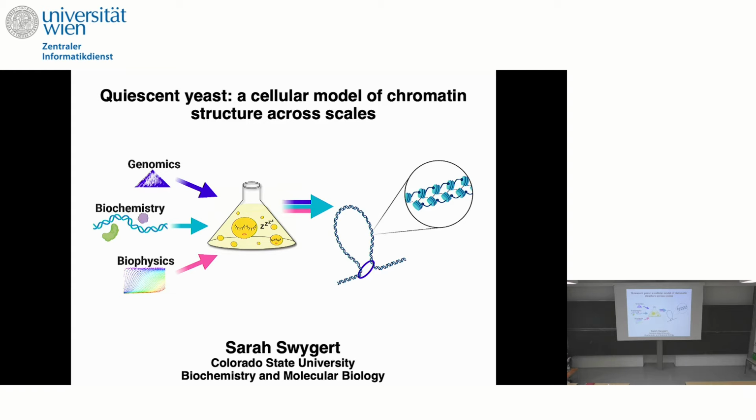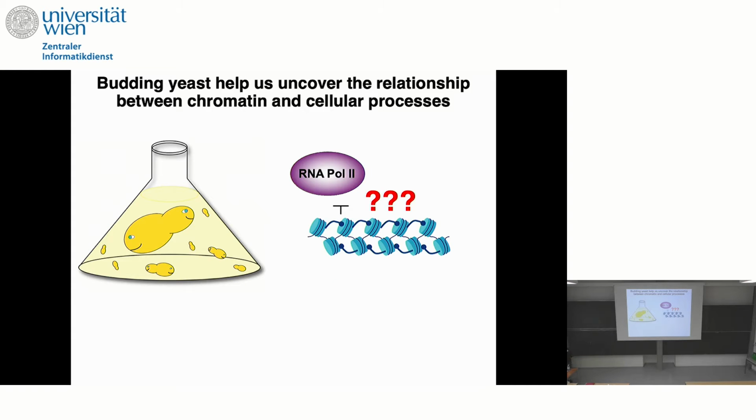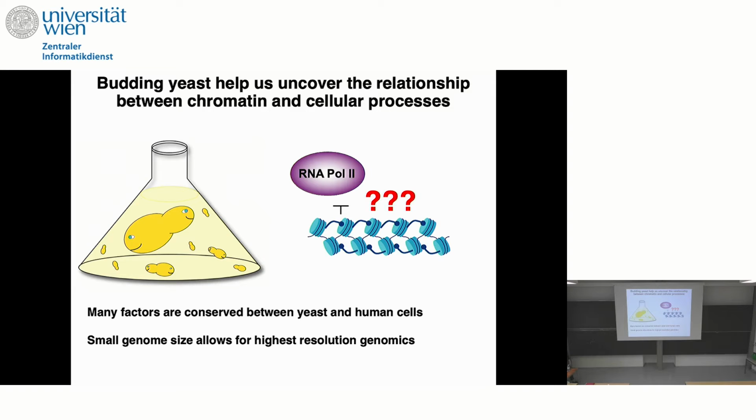I'm going to skip over my normal introduction of 3D chromatin structure and just go right into why yeast. A lot of what we know about three-dimensional chromatin structure comes from budding yeast. Many factors and processes are well conserved between yeast and human cells. Additionally, yeast have a small genome, which makes doing very high resolution genomics financially feasible. So we can do a lot of different samples and sequence very deeply. And of course, the awesome power of yeast genetics means it's very easy for us to either delete or mutate factors of interest to see what happens. So it's a very easily perturbable system.